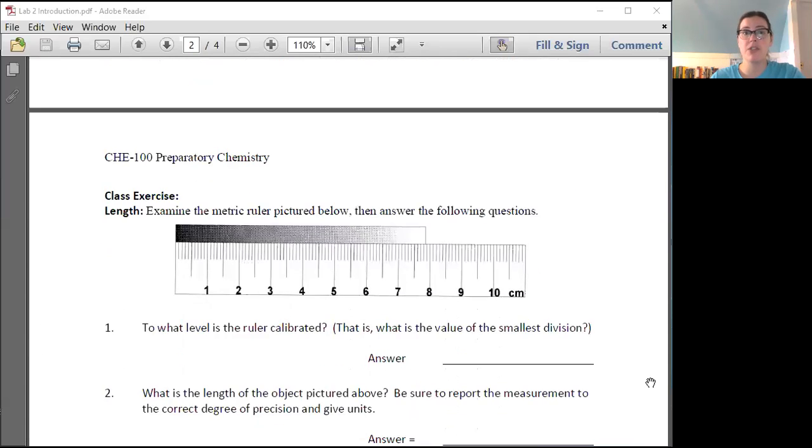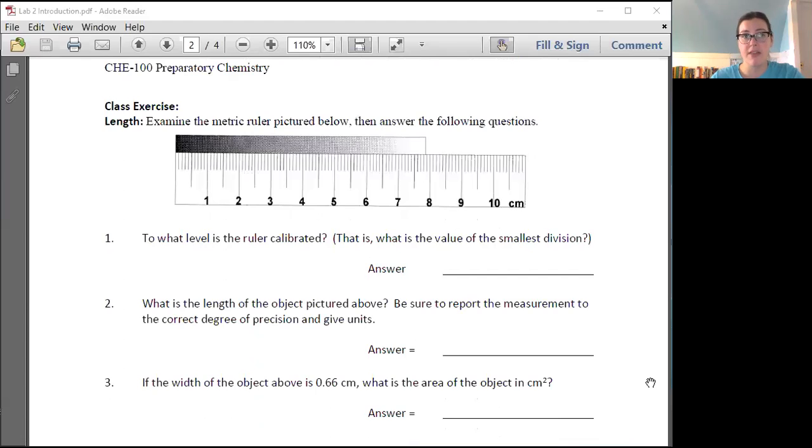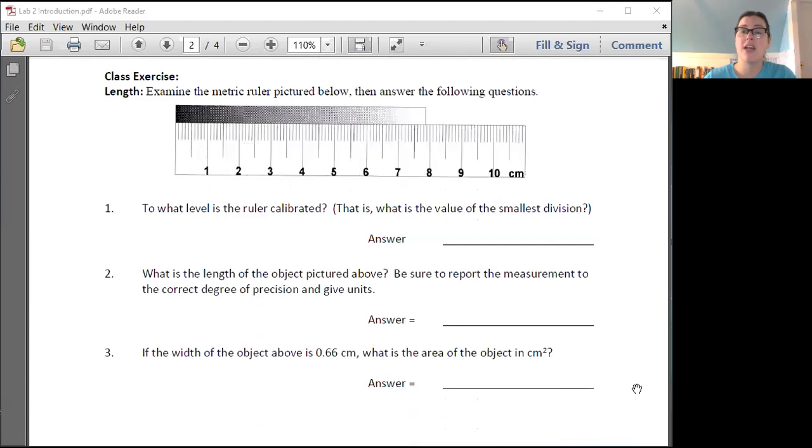To do that, we're just going to be doing some warm-up problems together, these class exercises. In a normal semester, we would have done these together. So we're just going to do these together to make sure that you're feeling confident with the readings that you're going to take for the actual assignment. So in this first exercise, we're taking a look at a metric ruler, and we're going to be measuring the shaded-in rectangle at the top.